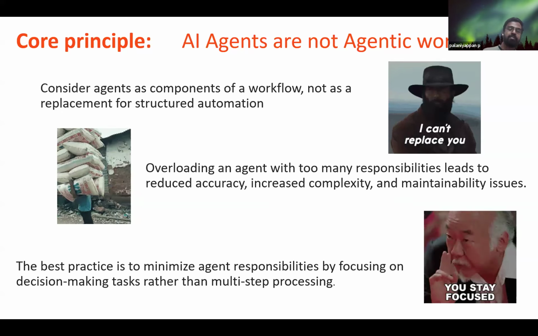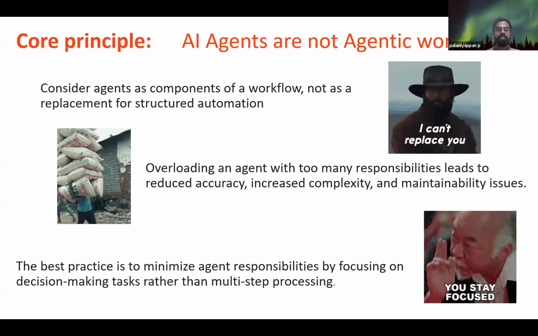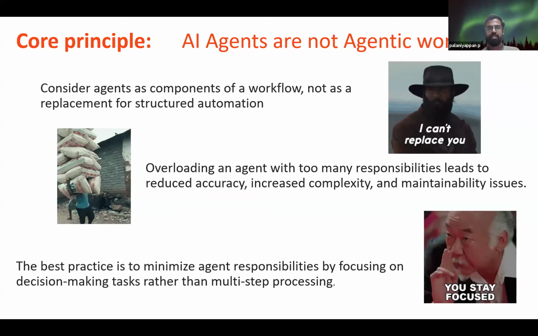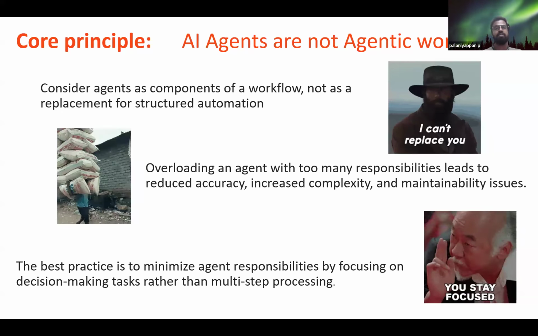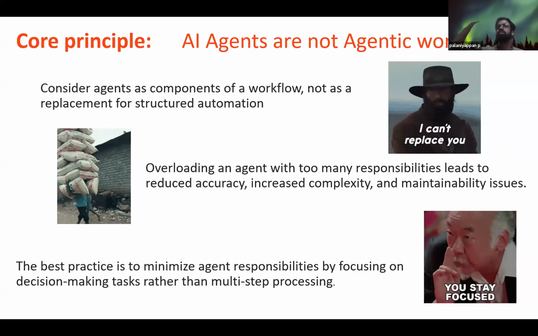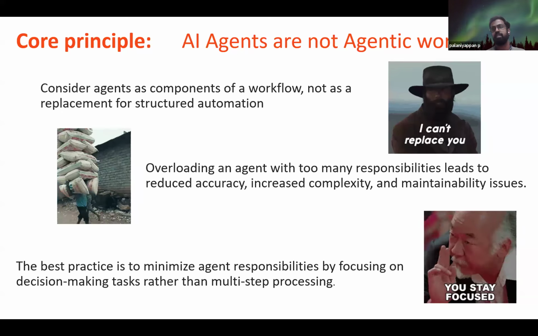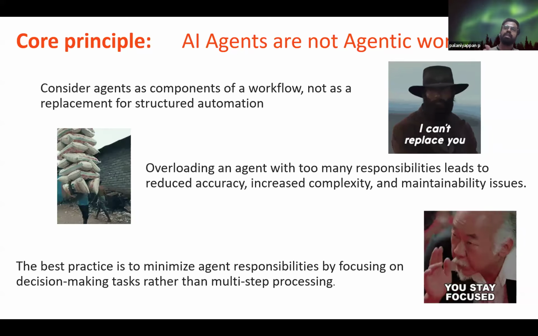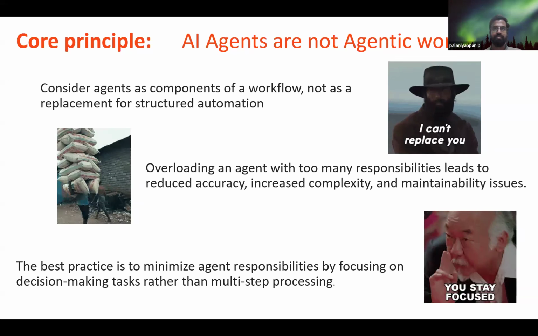Okay. So the best practice is to minimize agents' responsibilities by focusing on decision-making tasks rather than multi-step processing. Again, just look at that one point: by focusing on decision-making tasks. You don't need to literally change the complete automation, saying that I'm using so-and-so LLM model, so-and-so AI tools, and I have built an agent tool. That's not an agentic automation, or that's not a so-called agent system. If any step where a human decision is replaced by artificial intelligence, that system is called an agentic system. Okay.